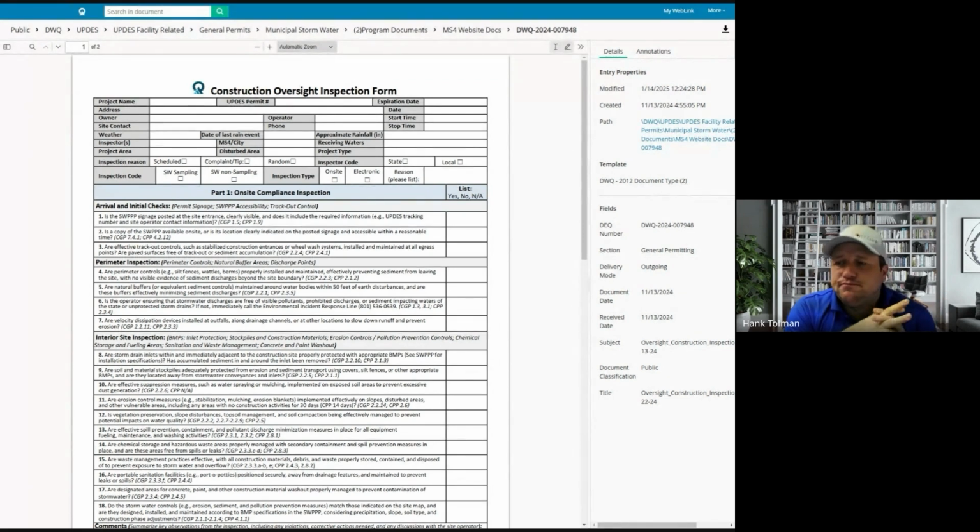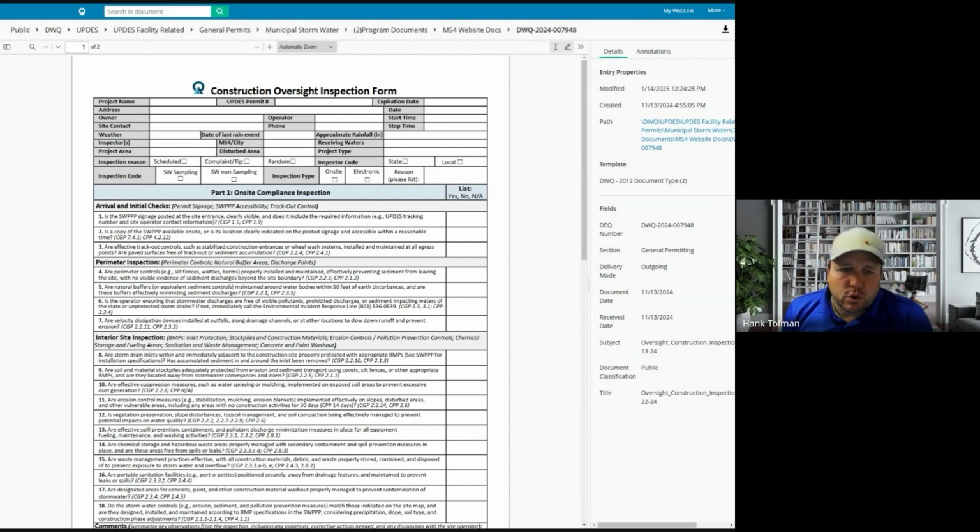to help standardize everything across the board, right? And one of the things that they've updated this year is the construction oversight inspection form. You'll notice here that now we have a little thing that says electronic inspections as an option, if that's how they're conducting their inspection.